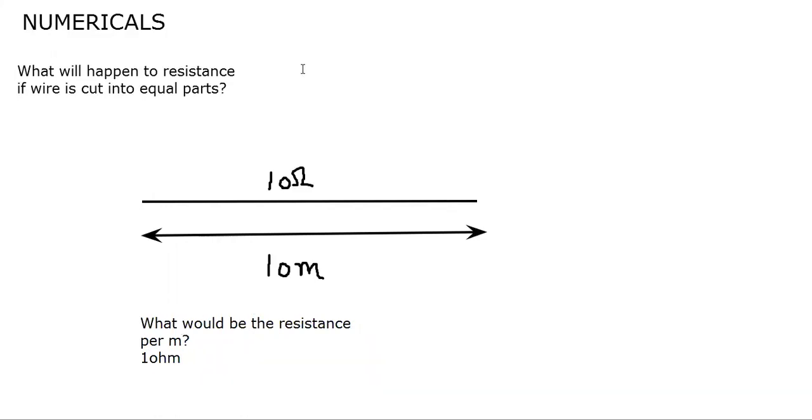Let us say if I cut this wire into two parts, that is 5 meter and 5 meter. The wire having length 1 meter is of resistance 1 ohm. So the first part, of 5 meter, its resistance would be 5 ohm only, right? It would be of 5 ohm. And similarly, the second part will also be of 5 ohm.